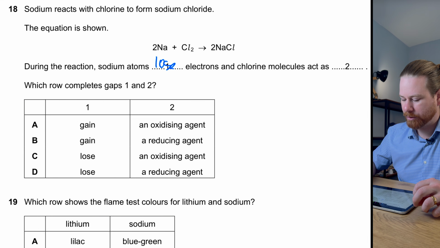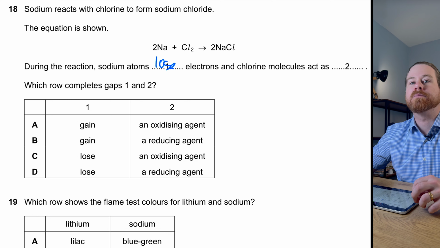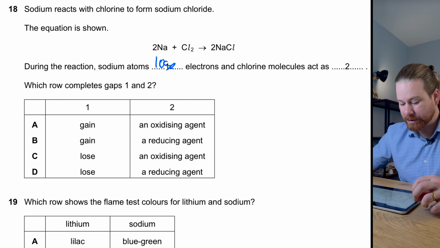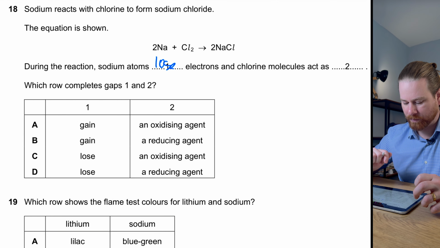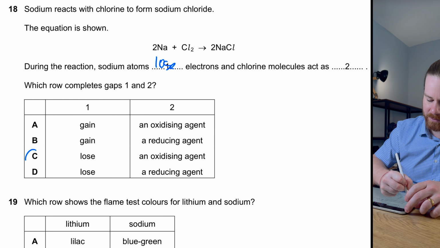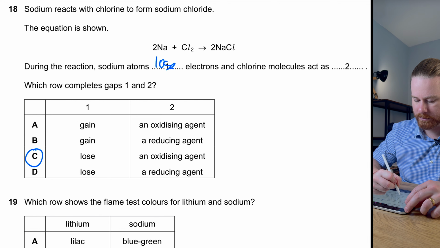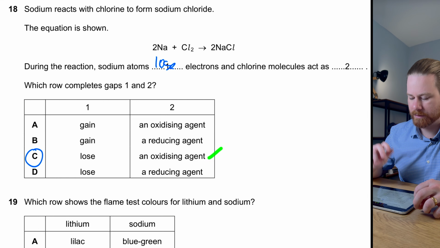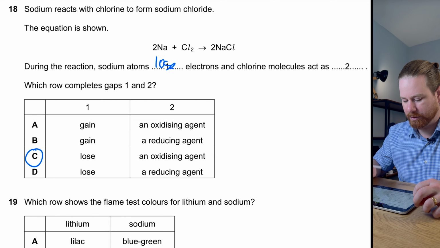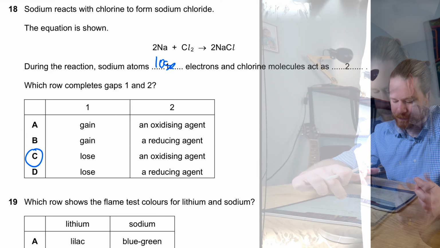And the chlorine molecules are gaining electrons. Because they're gaining electrons, they are reduced. And if they are reduced, they have to be an oxidizing agent. So the only answer that makes sense is C, because it has to be either C or D. And this has the chlorine acting as the oxidizing agent because it's causing the oxidation to take place.